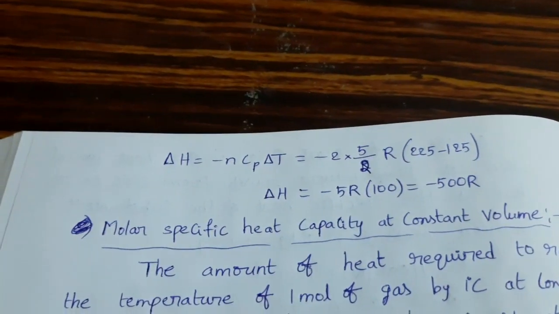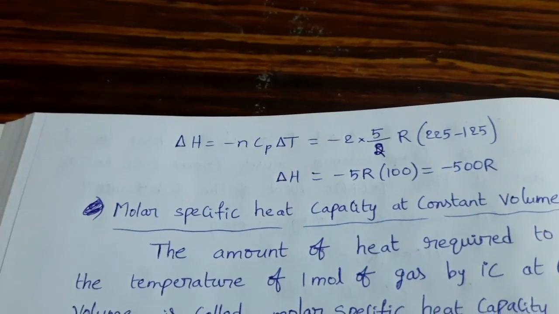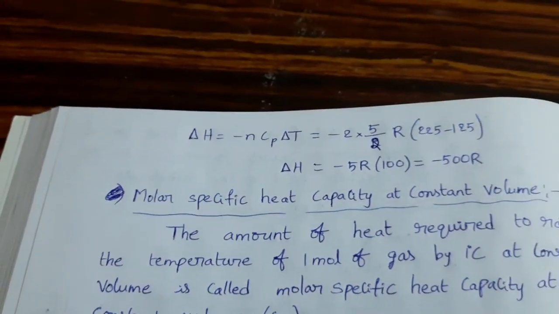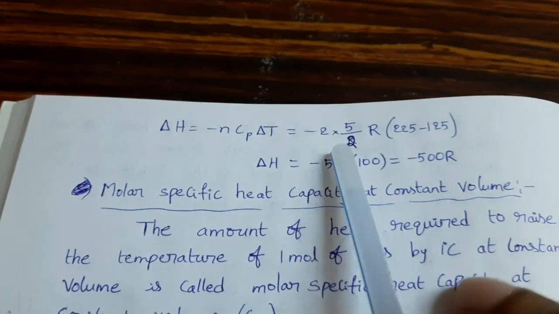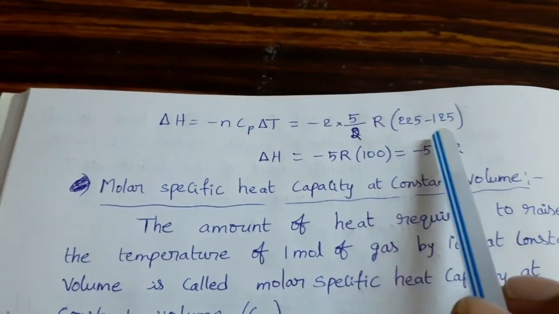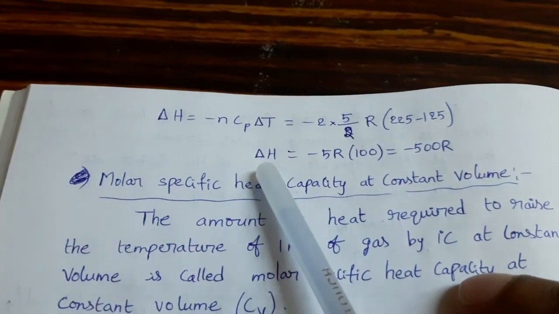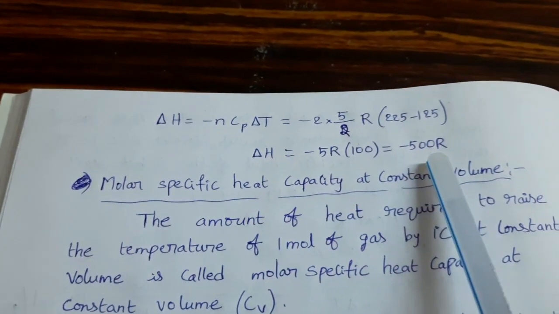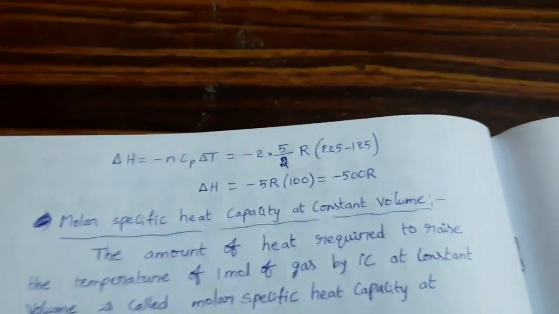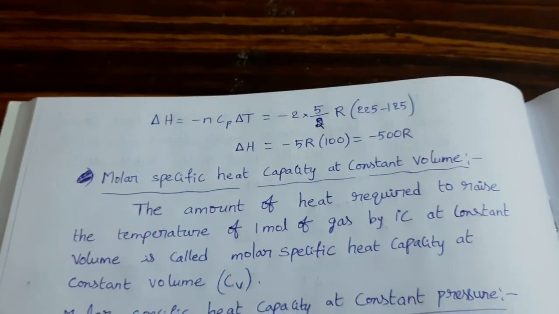See the formula. Delta H equal to minus n into Cp into delta T. Here n means number of moles. So substitute that one, minus 2 into Cp value for monoatomic gas 5 by 2 into R, and temperature difference this one. So finally delta H equal to minus 500 R. Okay. Next, important topic for IIT students.